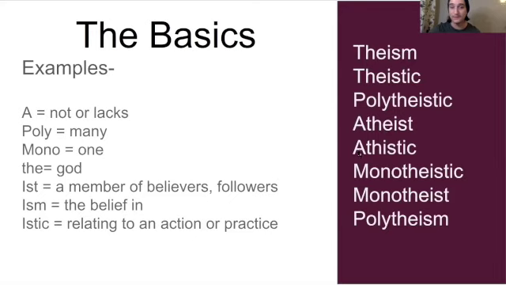Or atheistic, which means basically relating to an action or practice that is not believing in God, right? So monotheistic, meaning the same, so one God, the belief in. And then monotheist, a person that believes in one God, and polytheism, a person that believes in many gods. Right. So you can kind of see this type of Lego mentality here.